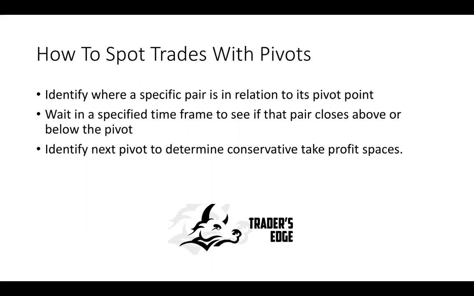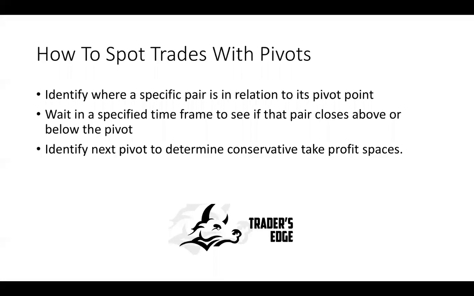From there, once we're in the trade, we can identify the next pivot to determine a conservative take profit. For those of you that are new, you don't necessarily know my signal calls, but when I call, I usually call an ideal entry, which is usually in and around the pivot. With sells, I call just below the pivot. With buys, I call just above. And then a conservative take profit. So you have an ideal entry and a conservative take profit.